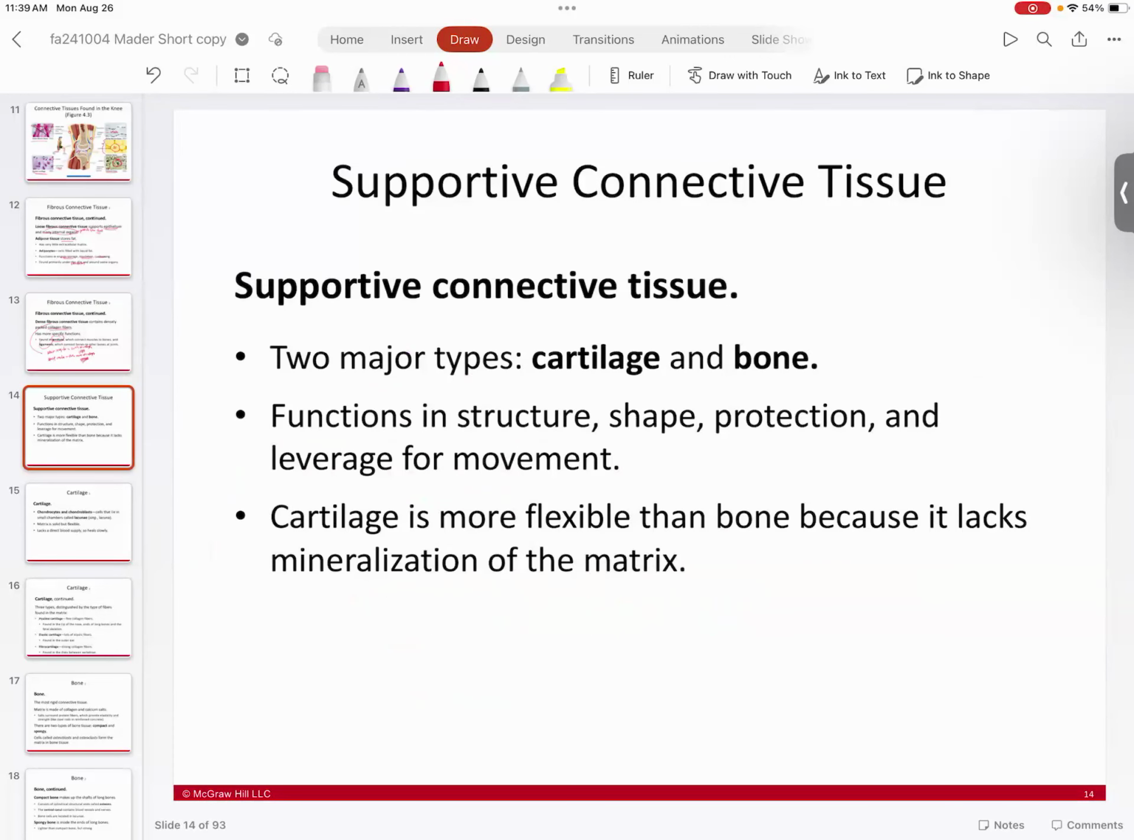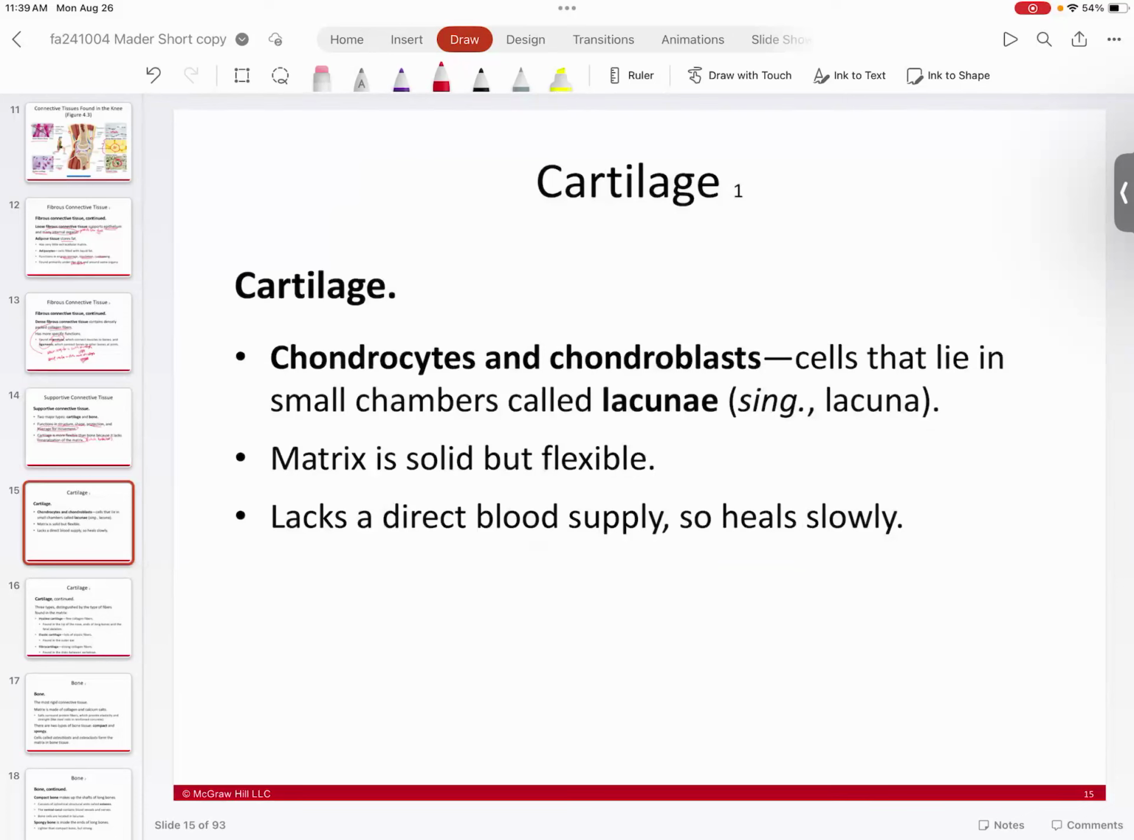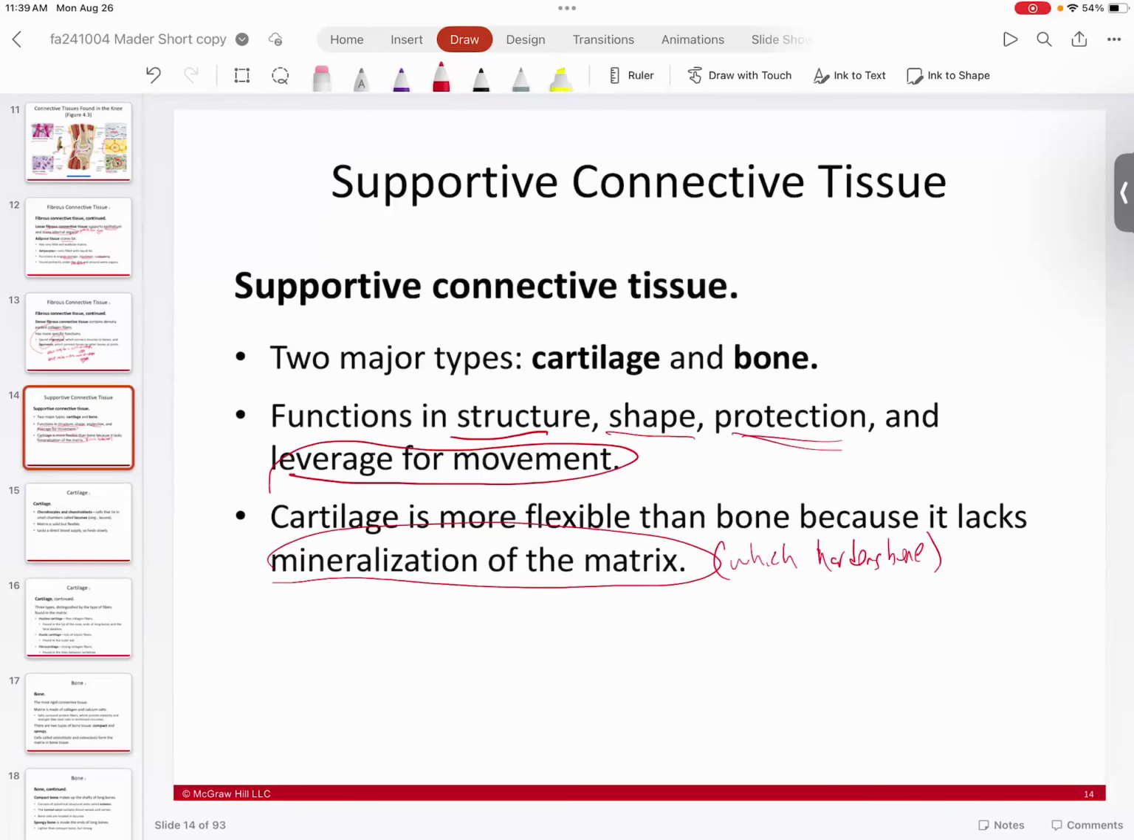And of course you have your supportive, which is basically your cartilage and your bone. And so these will help with protection, right? So for instance, your bones will protect your organs, also the shape of things, the structure, leverage, and movement. So your bones is basically how you move your body. Cartilage is a little bit more flexible because it is made slightly differently in the sense that it doesn't have mineralization of the matrix. Mineralization is basically what hardens to bone. Okay, so basically cartilage is in some ways similar to bony matrix, but it doesn't have that hardening agent.